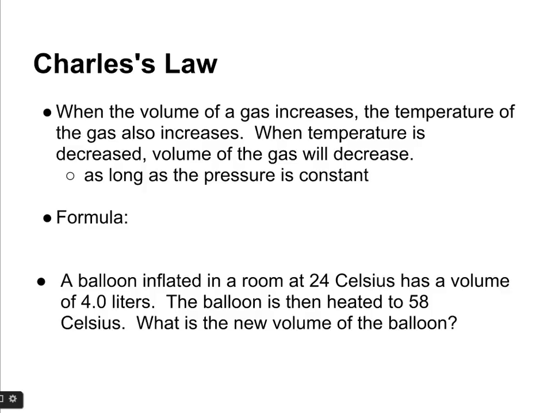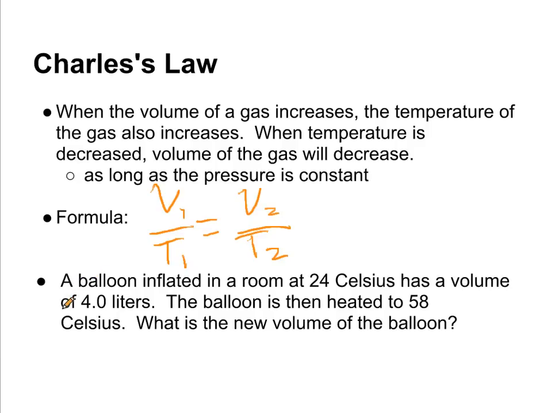The next basic gas law is Charles' Law. It says that when the volume of a gas increases, the temperature of the gas also increases. When the temperature is decreased, the volume of the gas is going to decrease, as long as the pressure is constant. This is a direct relationship, and it's got the formula of V1 over T1 is equal to V2 over T2. It works just like Boyle's Law does. We've got our initial and changed conditions, and we're going to end up solving for the unknown.